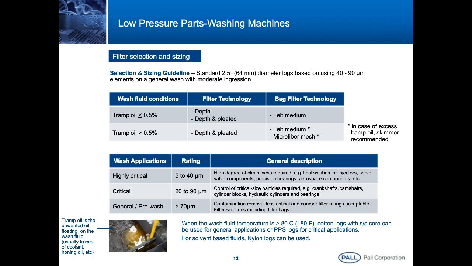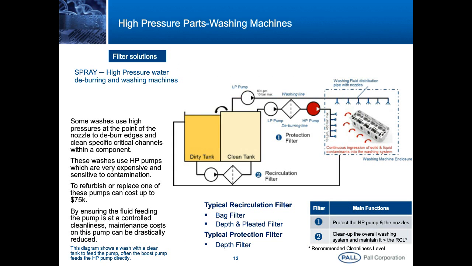Now, let's spend some time on the high-pressure water deburring and washing machines. They are by far the most sensitive systems from a maintenance perspective. If the wash fluid cleanness isn't fully under control, two things will happen. Firstly, the washing machine will see its efficiency reduced because of the gradual damage of the high-pressure pump and the erosion of the nozzles. This will continue until the complete failure of the high-pressure pump.